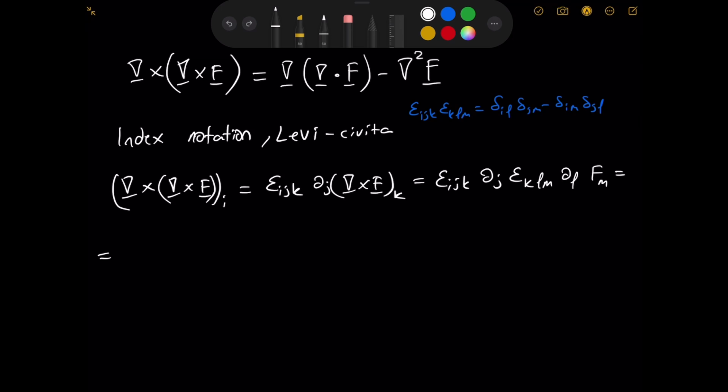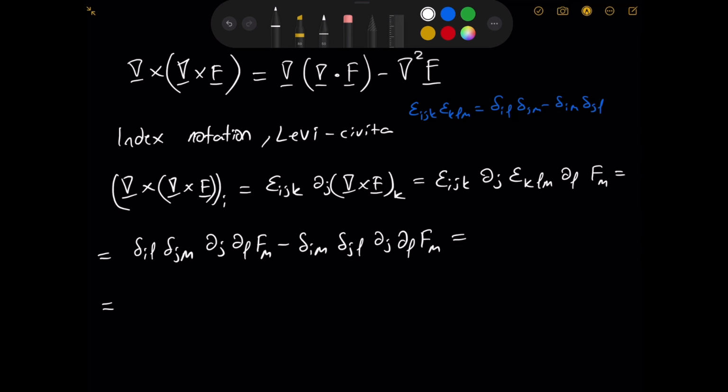So I'm now substituting that, and I will write the two terms separately. We have the first term, and then we have del j, del l, f m, minus the second term, and now del j, del l, f m. And so now here comes the magic, let's say. The Kronecker delta is equal to 0 if the two indices are different, and it is equal to 1 when they are the same.